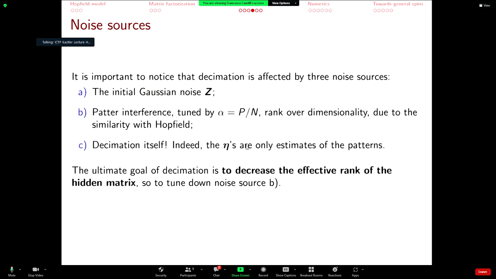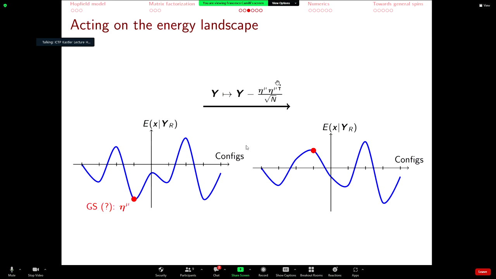It is clear at this point that in this problem there are three noise sources. The first two are already discussed. We have the initial Gaussian noise, which is by definition, and then pattern interference because of this Hopfield-like Hamiltonian. Thirdly, and maybe this is the least obvious one, it's decimation itself. The procedure introduces artificially some noise in the problem, because these rank one contributions that we are subtracting step by step are not exactly the patterns. They are blurred versions of the patterns. You can quickly convince yourself that if this eta has nothing to do with one of the columns of the hidden matrix, by subtracting this contribution you're actually increasing the rank of the hidden matrix. This is not good. You don't want this.